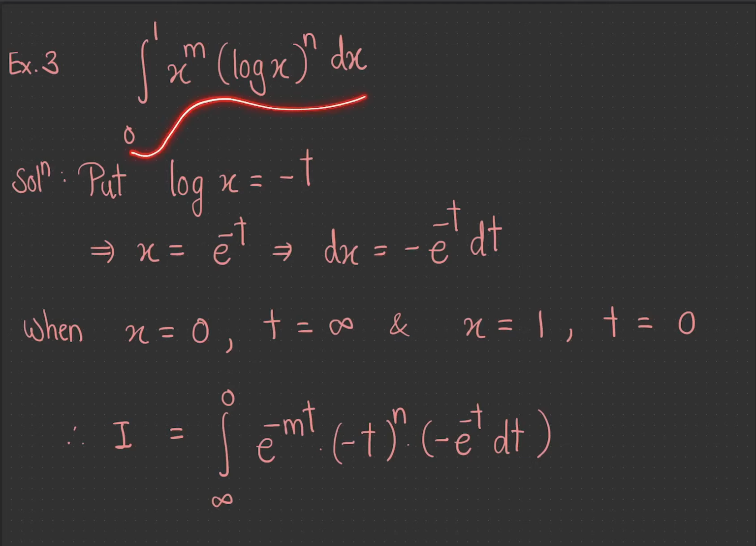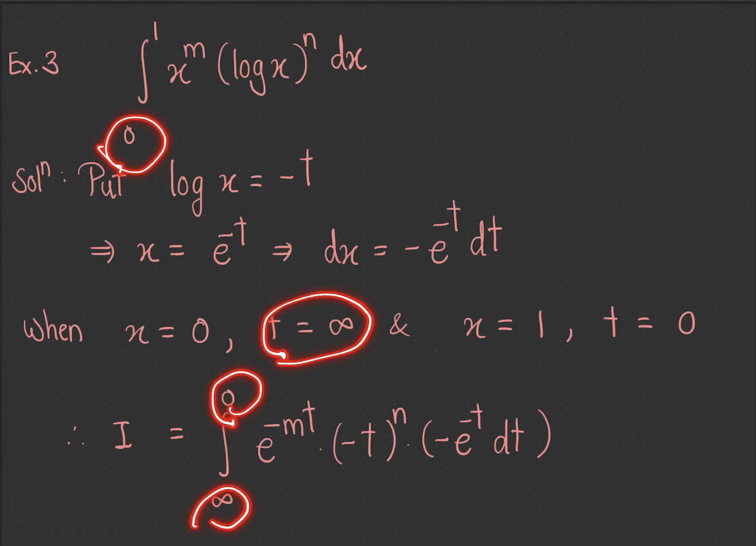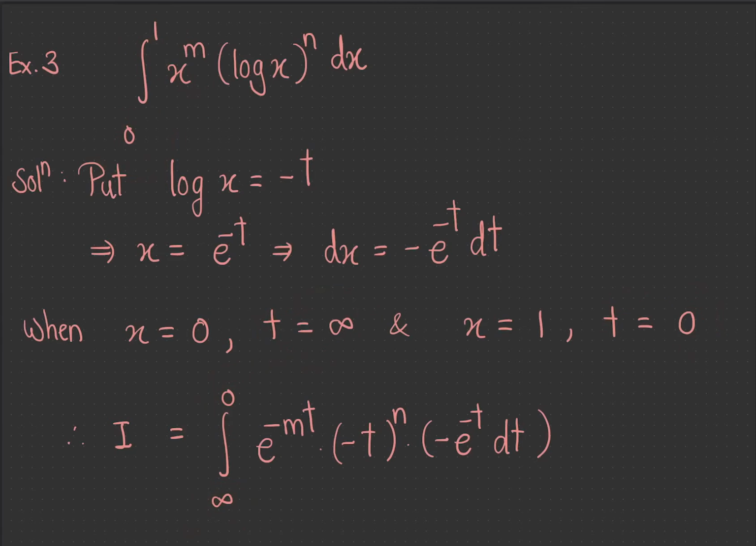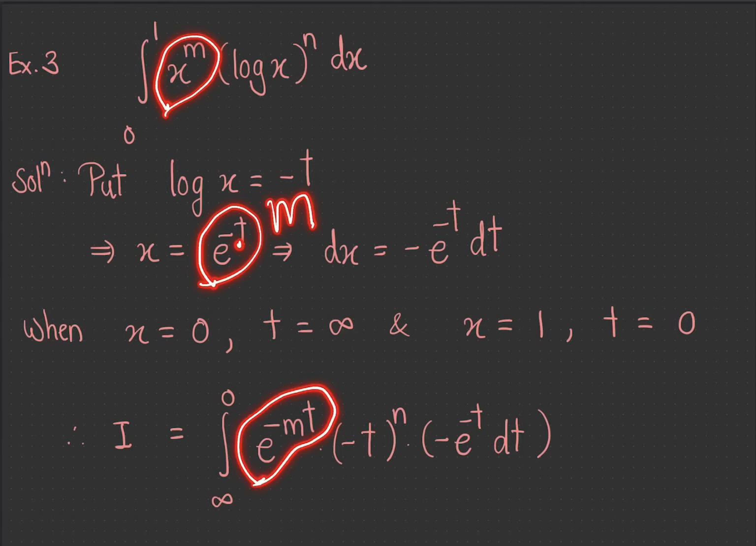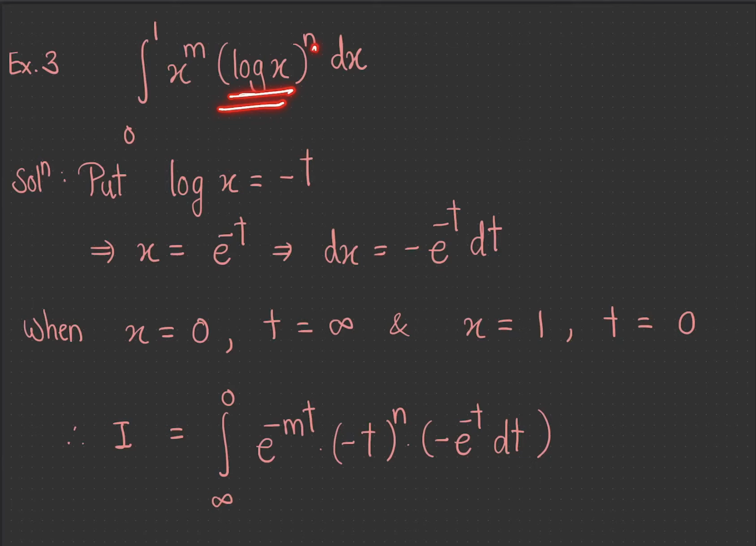Therefore this integral becomes I equal to integration infinity to 0, since when x was 0, t was infinity, and when x is 1, t is 0, into x raised to m. Now x is e raised to minus t. So e raised to minus t raised to m will become e raised to minus mt, into log of x raised to n. Now log of x is minus t. So minus t raised to n into dx. Dx is minus e raised to minus t dt.